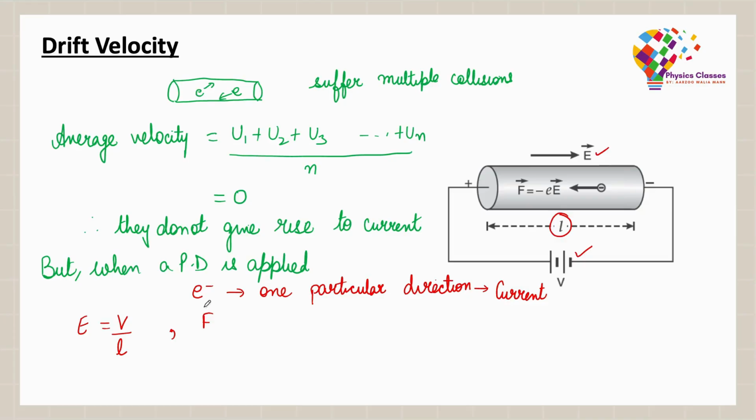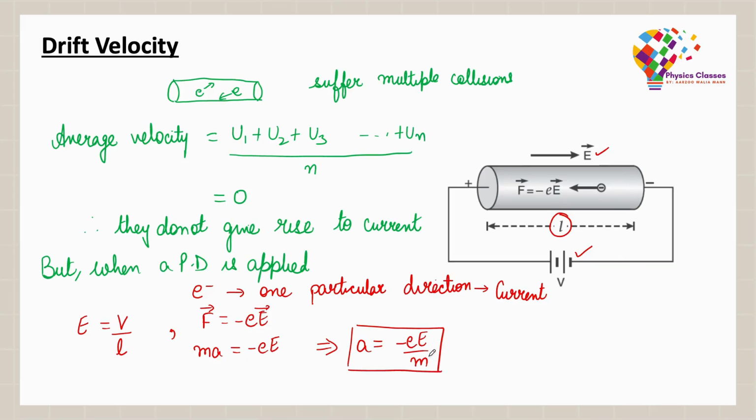Also, I know that the force experienced by these electrons would be equal to negative eE, where small e is the charge on the electron and capital E is the electric field. There is a negative sign because it's a negative charge. Because force is equal to mass times acceleration, the acceleration of each of these electrons is eE by m. This is the acceleration experienced by every free electron inside the conductor.